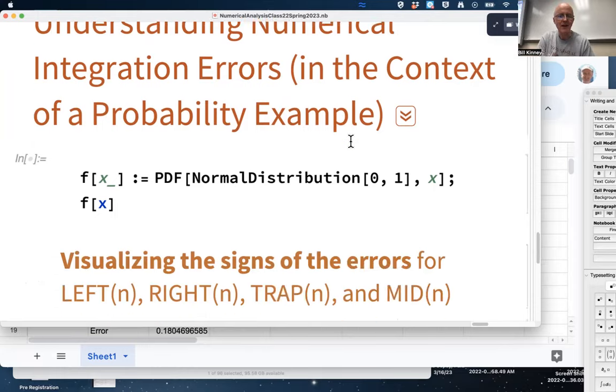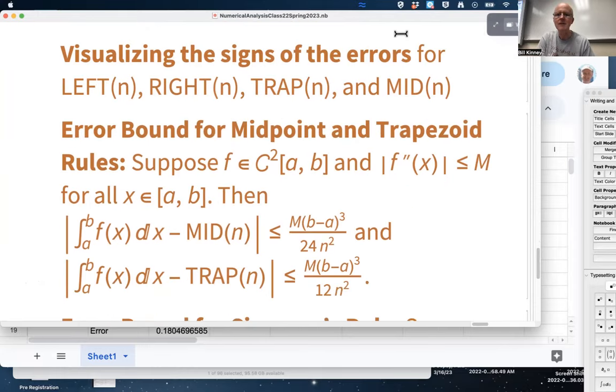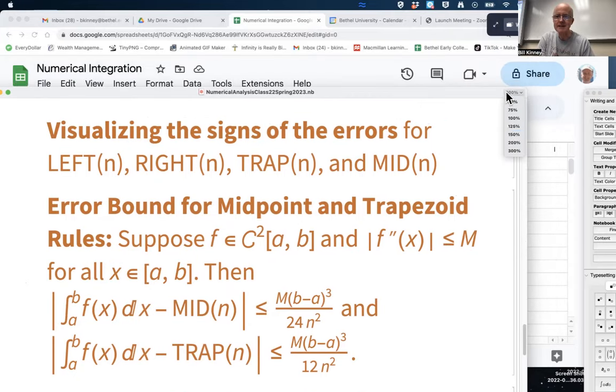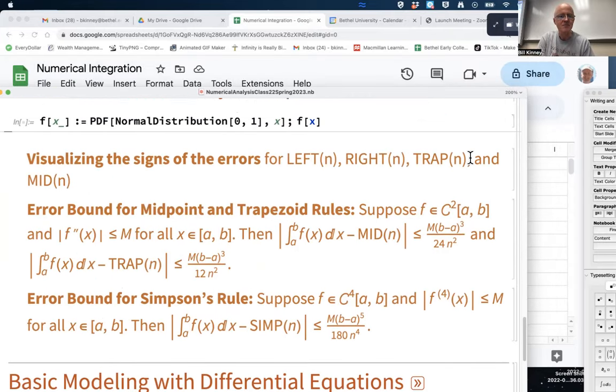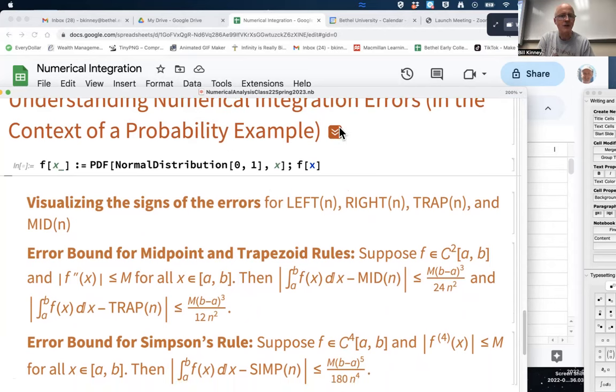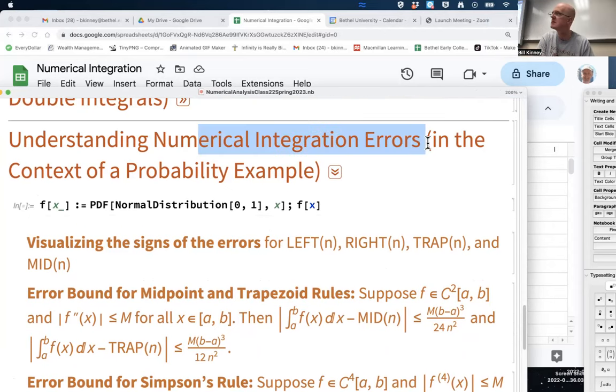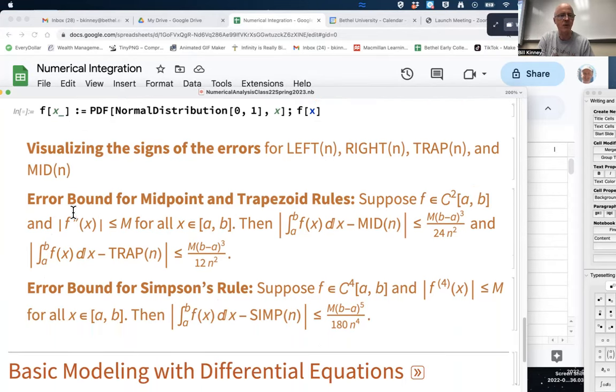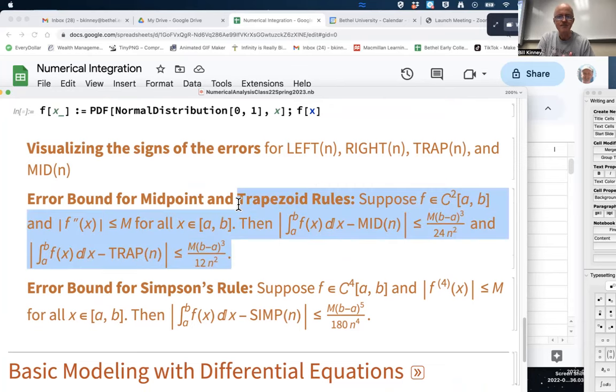Let's summarize what the errors are. Here's where I wrote them in this Mathematica notebook that I'm going to share. It's in the section labeled Understanding Numerical Integration Errors. I'm not sure if we'll have time for the probability example here that I'm referring to, but here's an error bound for the midpoint and trapezoid rule. I haven't talked about the midpoint rule today yet.